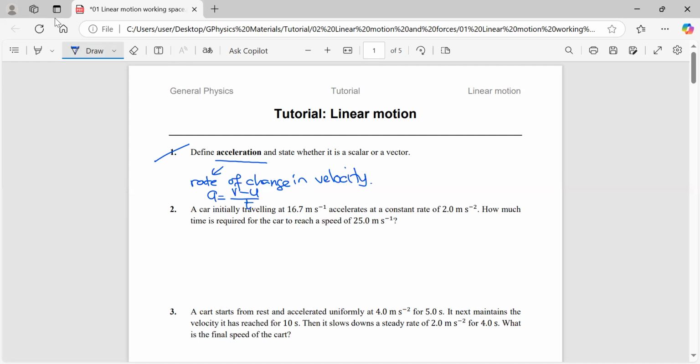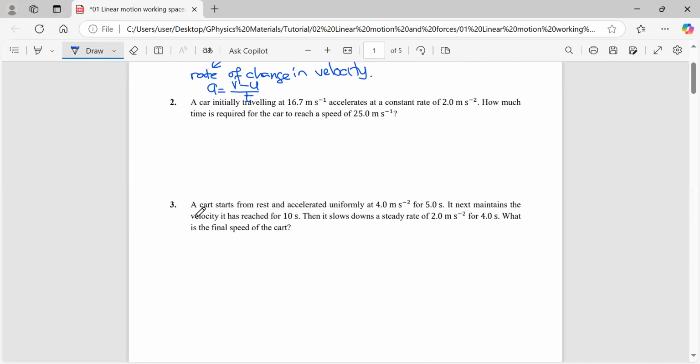Then about scalar or vector. So obviously we know acceleration is a vector because it has magnitude and direction. Because it has magnitude and direction, it comes under the category of vector quantity. Okay, nothing much further to spend on question 1.